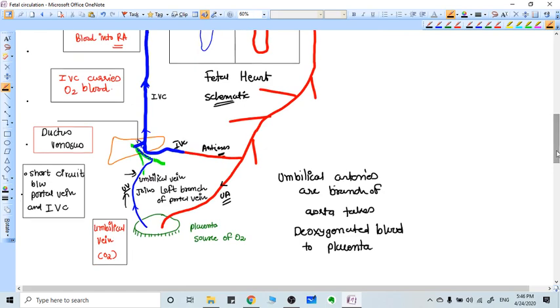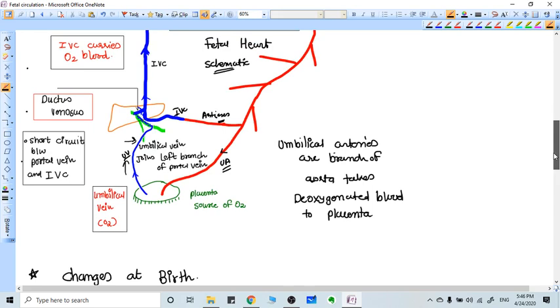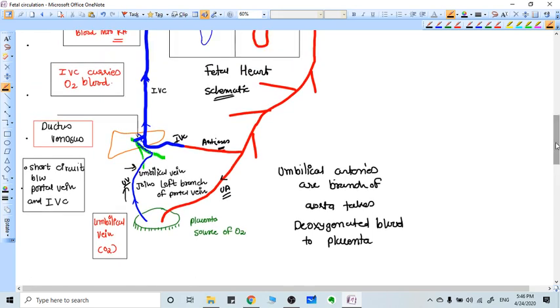This umbilical vein now goes into the liver, and in the liver it joins with the left portal vein. So what has happened till now? The umbilical vein from the placenta carries oxygenated blood, and that umbilical vein goes and joins the portal vein.